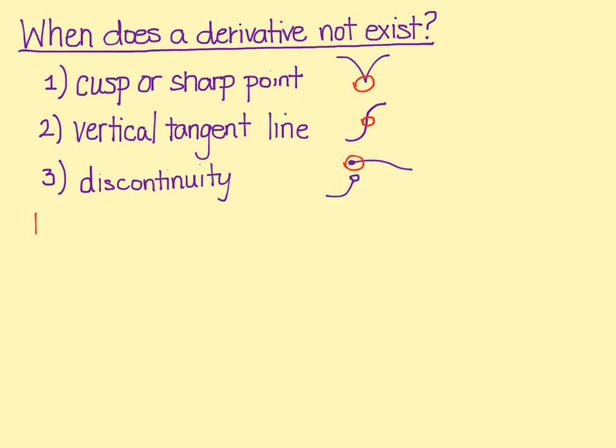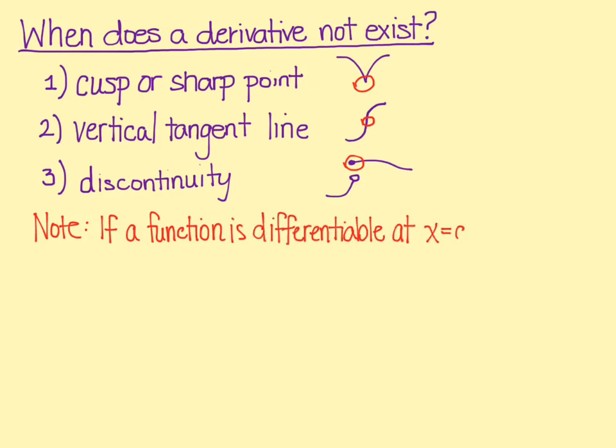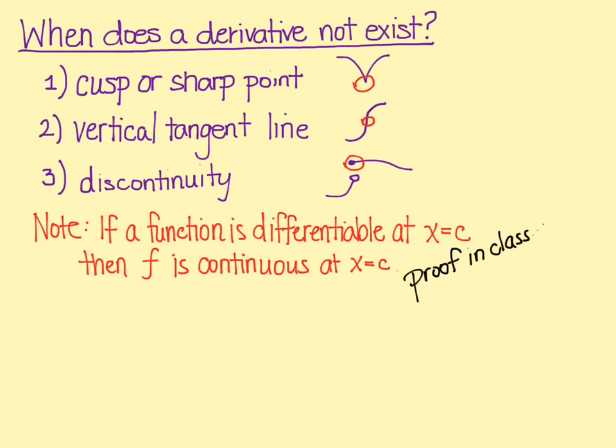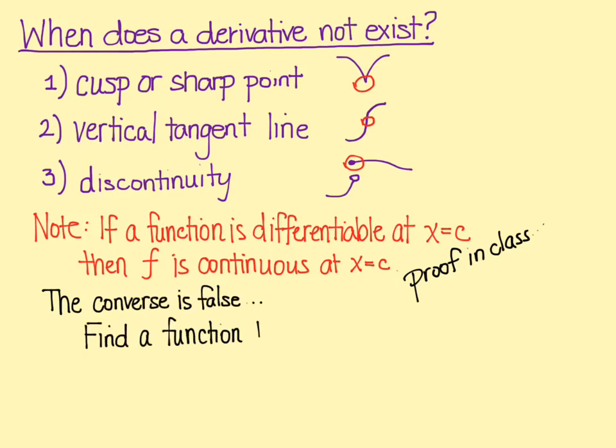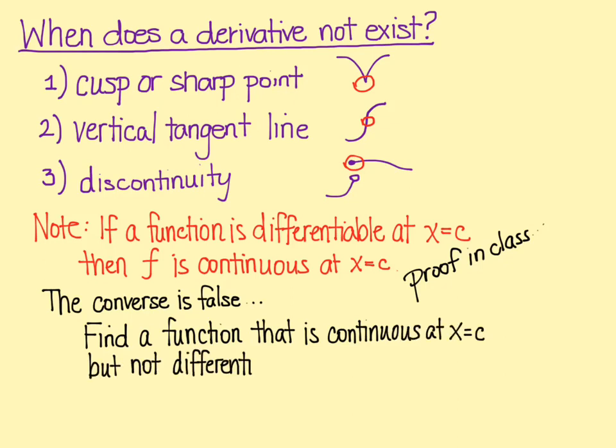So, let's see. Note, however, that if a function is differentiable, in other words, if we can take the derivative, then it must be continuous at that point. So this seems to be confusing. We said that a derivative does not exist at a discontinuity, but if a function is differentiable, then it must be continuous. So we're going to talk about the proof of this in class. But what's happening here is we've actually taken the converse of the function. So we can find a function that's continuous but not differentiable.